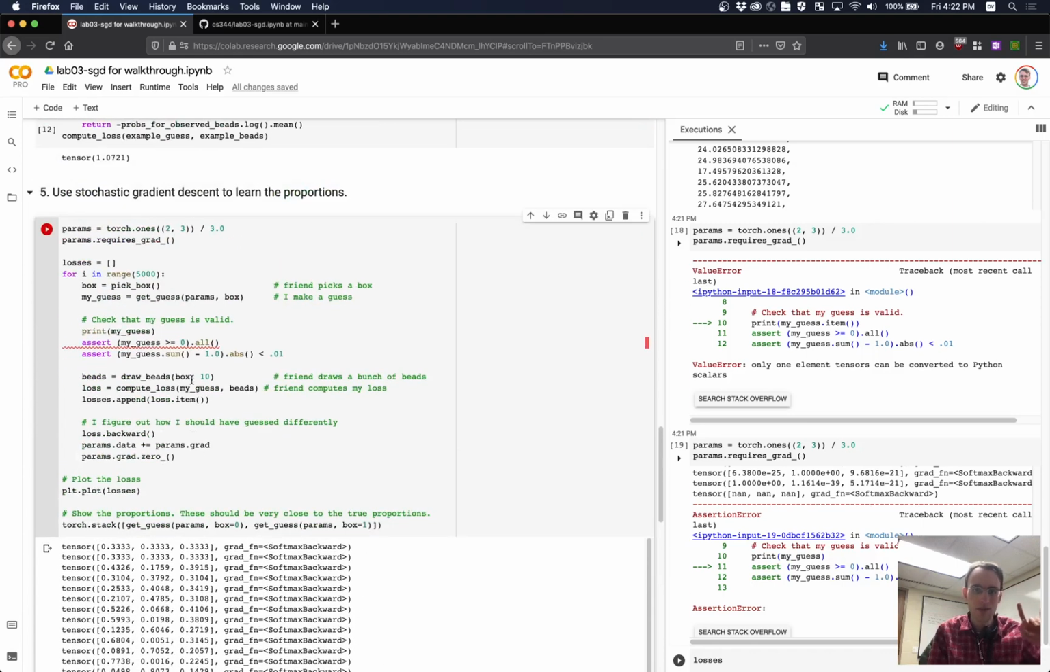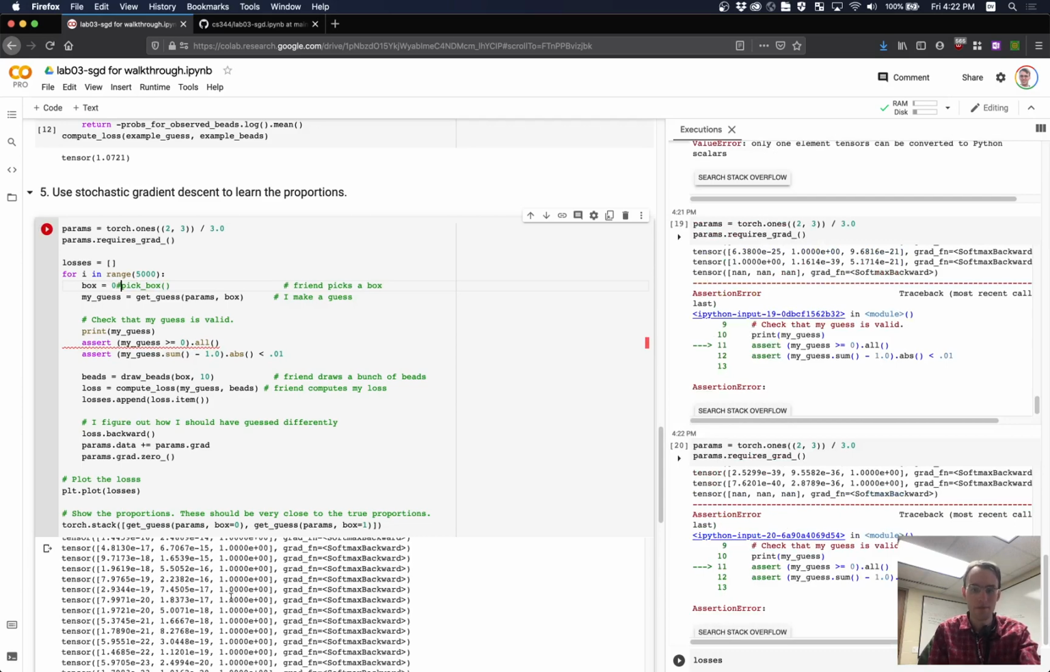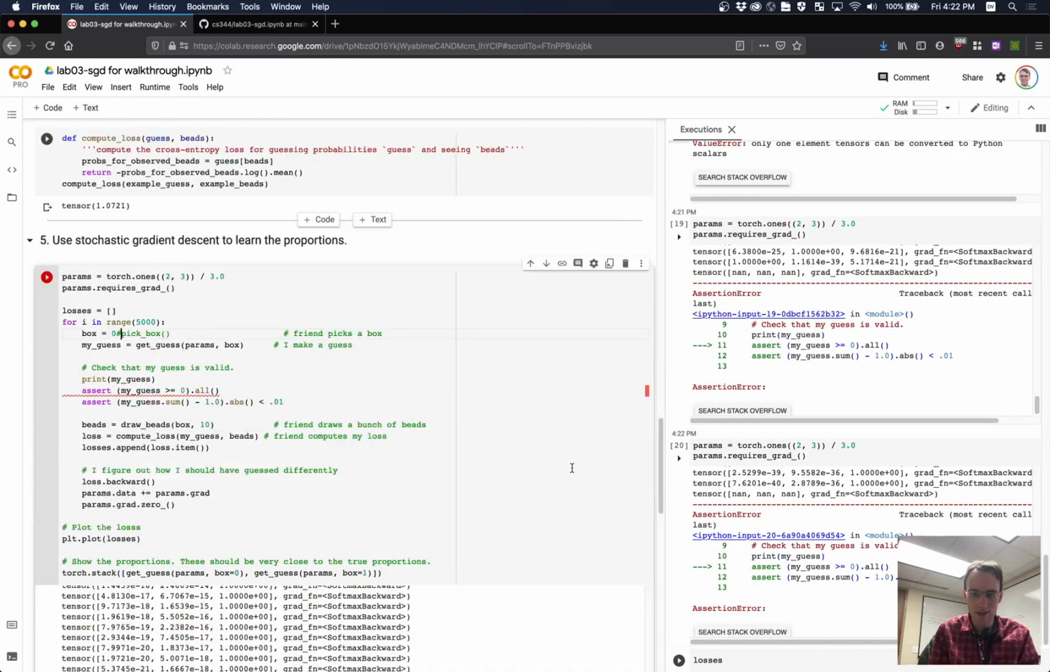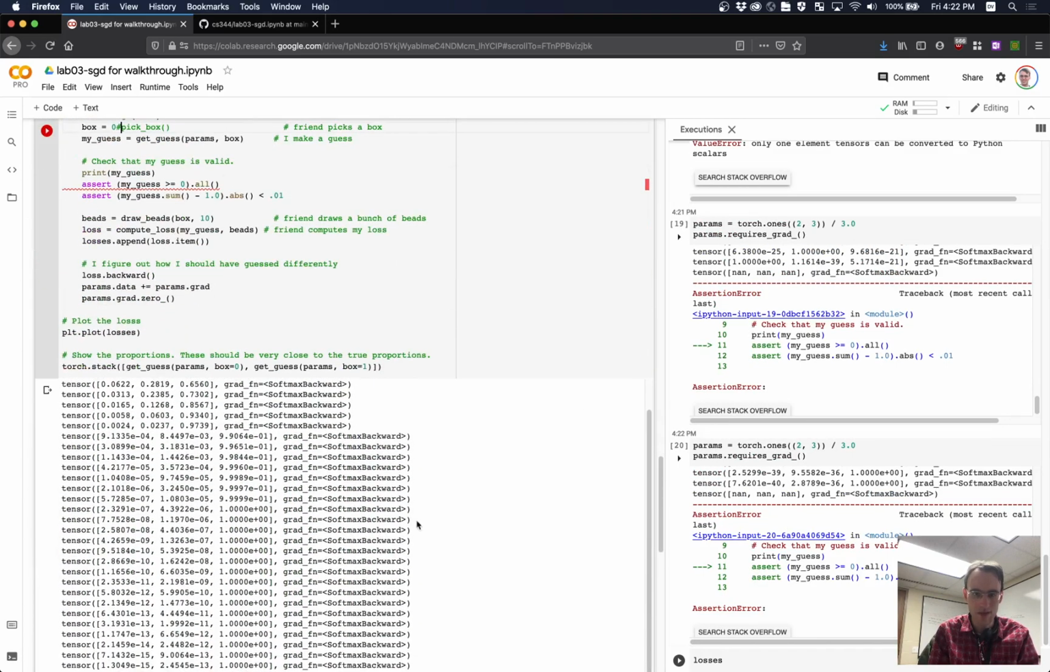Let me just do one little thing to make this simpler. Let's simplify our data. We were picking back and forth between these two boxes, switching back and forth between which one we were taking our guesses from. Let's just hard code it to box 0. We'll remember to put it back to learn both of them later. But let's just look at one box at a time. And now we can see the trajectory of those parameters as we go.